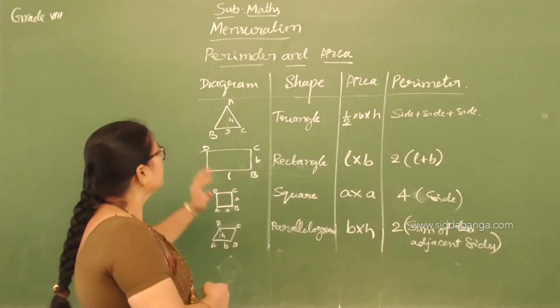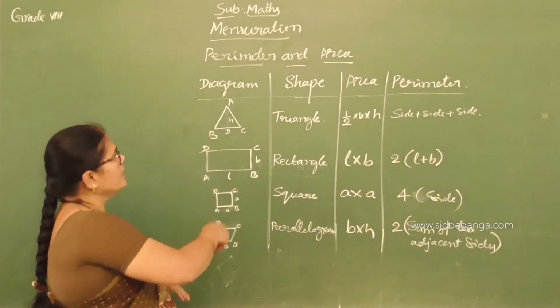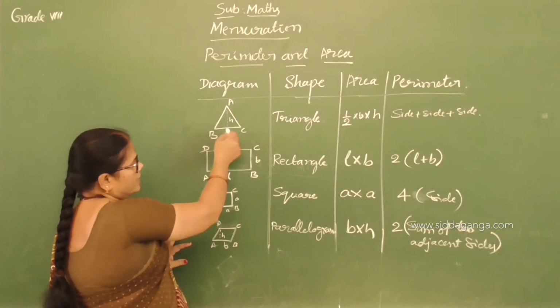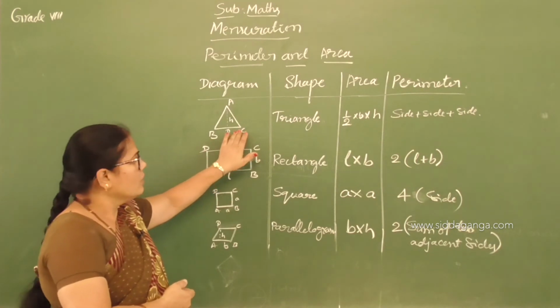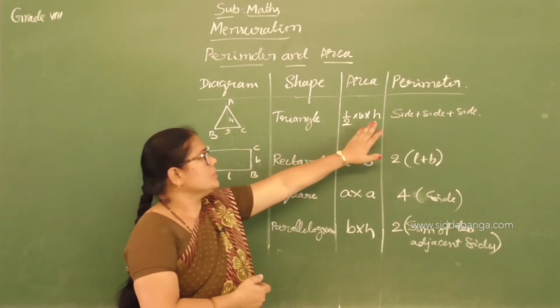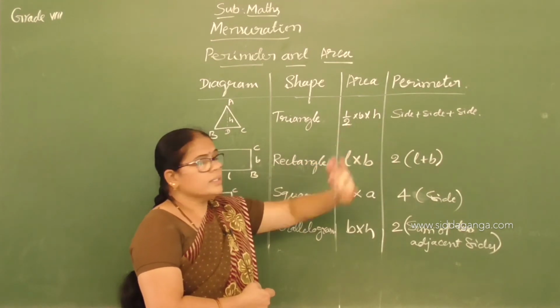So I can take the triangle first. Here ABC is a triangle. What is the area of the triangle? You know the area of the triangle. Area of triangle is equal to half into base into height.